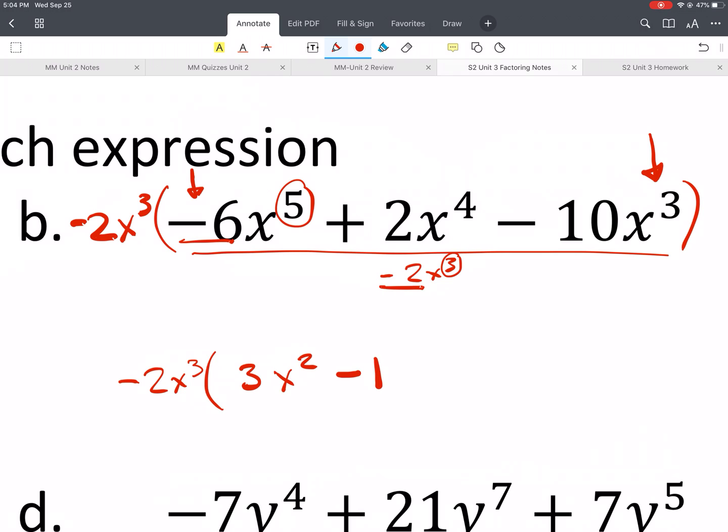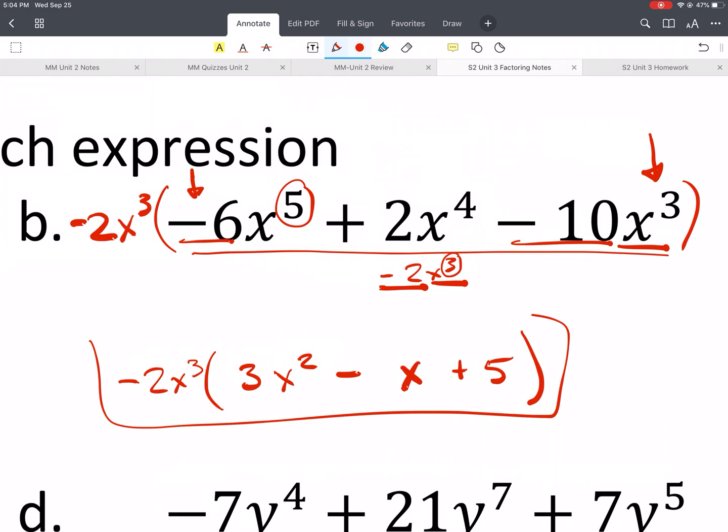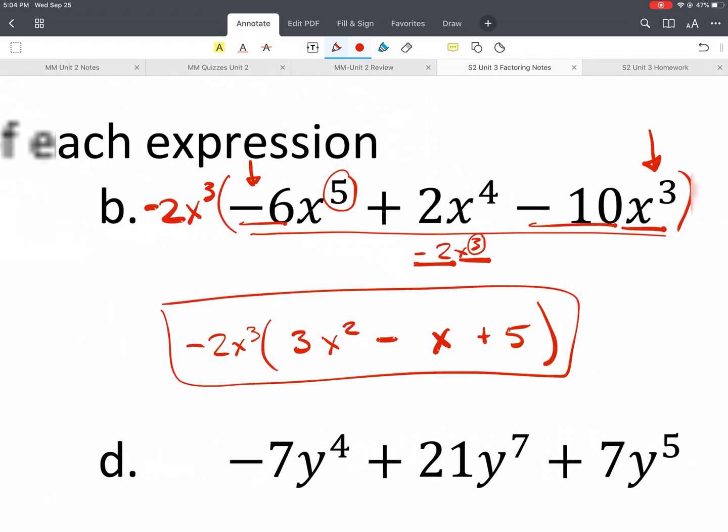And then x to the fourth divided by x to the third. Well, 4 minus 3 gives us 1. So all we have is x to the 1, which is just x. Again, you wouldn't need to keep that 1. It could just be a negative x. And then we would have a negative 10 divided by a negative 2 gives us a positive 5. And then x to the third divided by x to the third just gives us 1. Okay, so that would be our solution for that example.